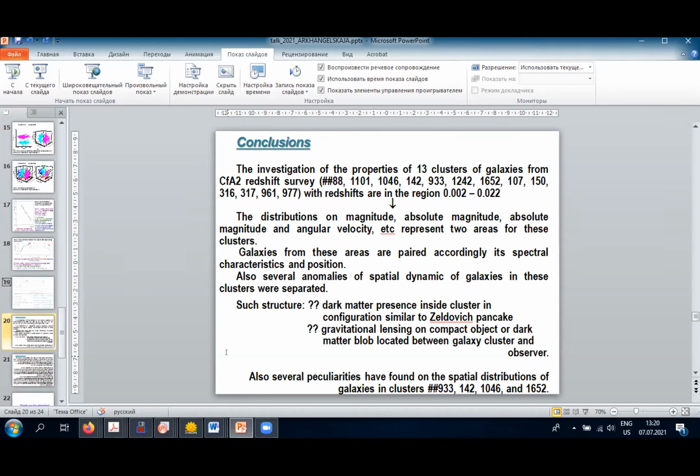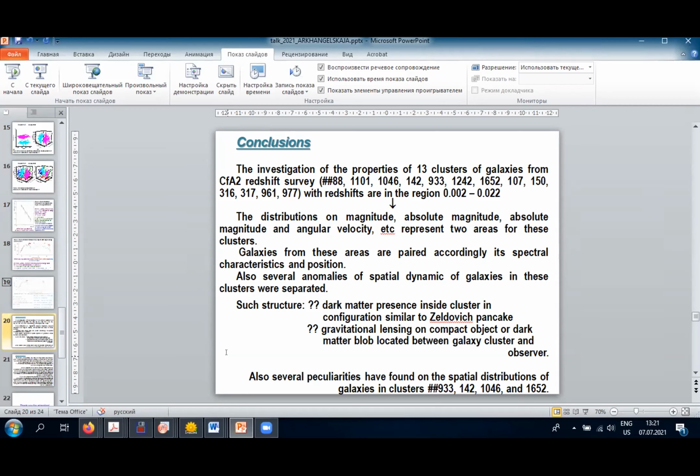When we try to construct attractors, we see that these are real areas which are caused by the dynamics of this system. So, here we get the question, how does such a structure occur? It is possible there is dark matter inside the cluster in a configuration similar to the Zeldovich pancake, for example.